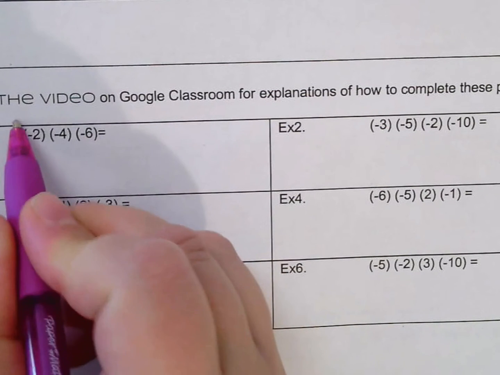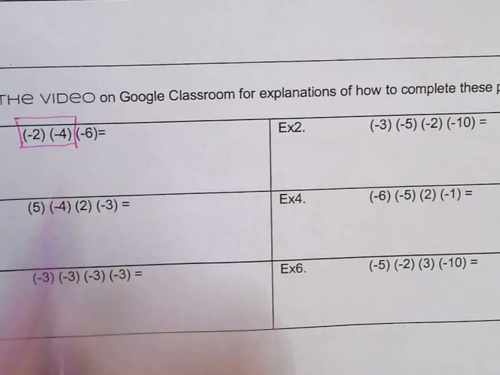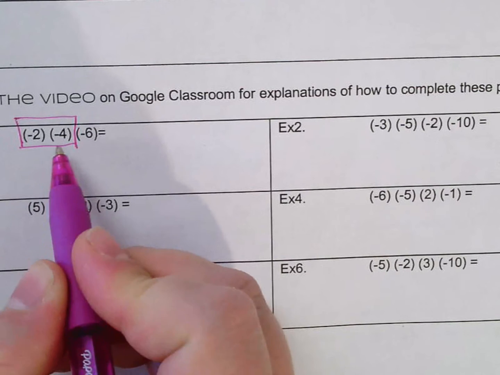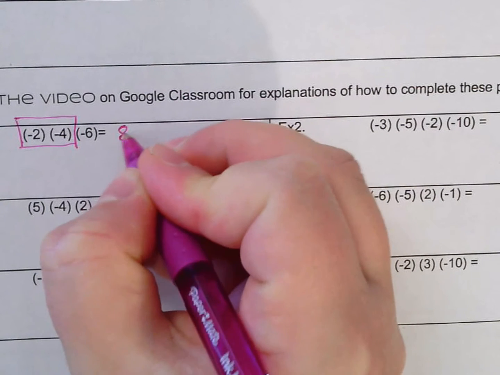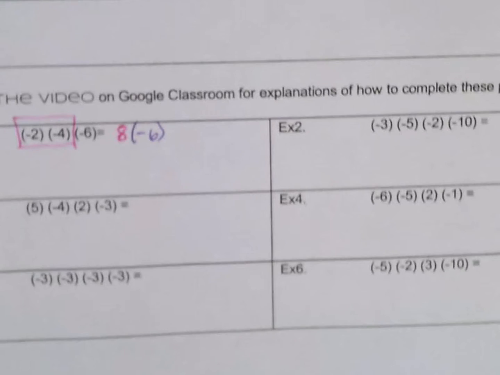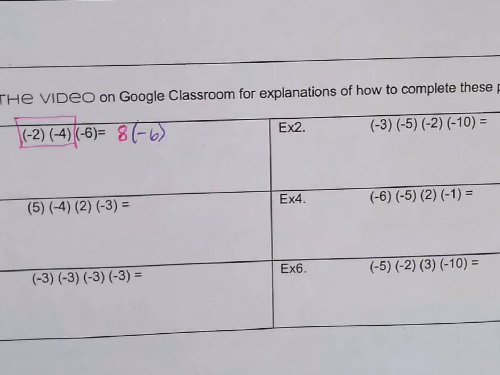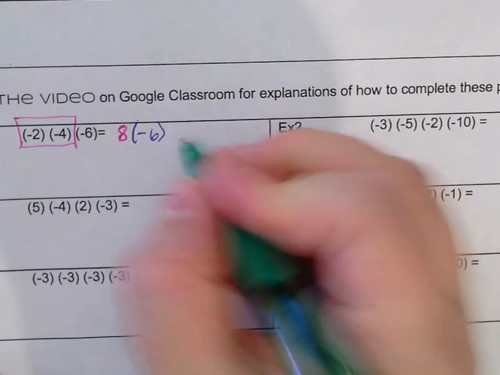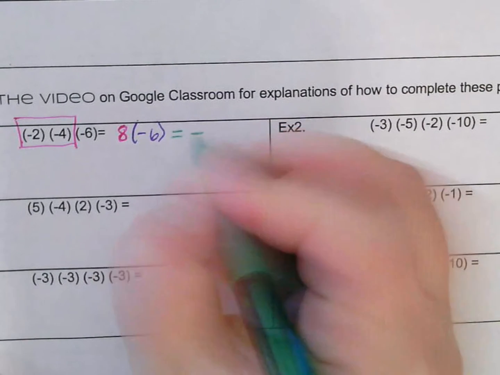So in example 1, I'll start left to right. -2 times -4, those have the same signs, so my answer will be positive, and 2 times 4 is 8. So I'm thinking now 8 times what was already there, which is -6. Once I see 8 times -6, I'm going to go ahead and look at that as a new problem. In this new problem, I've got a positive times a negative. Those are different signs, so my answer will be negative, and 8 times 6 is 48.